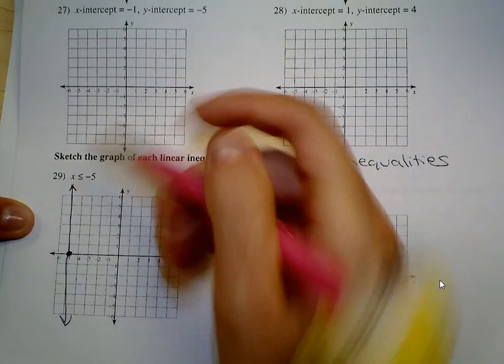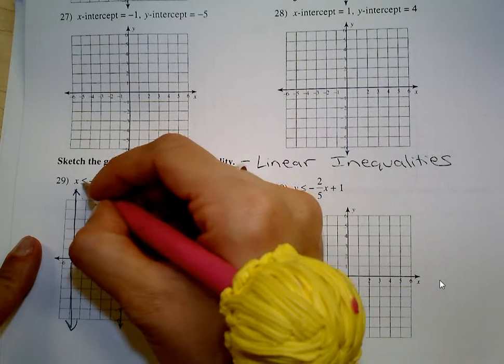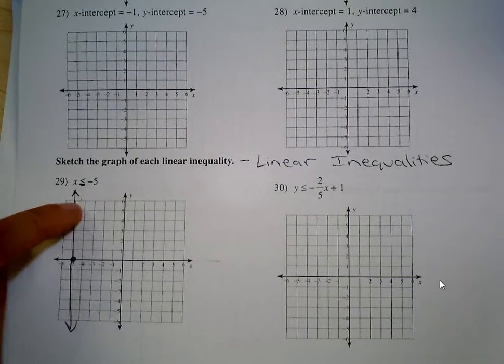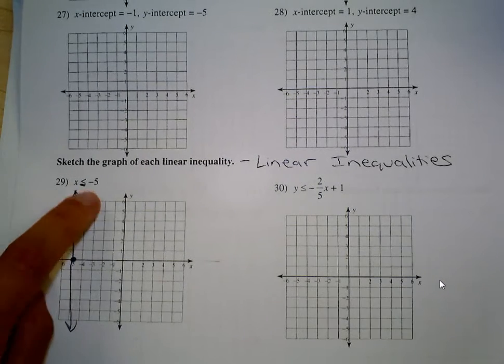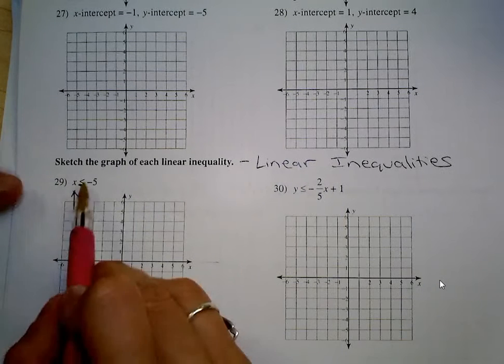This is going to be a solid line, if you guys remember this, because there's a line underneath my inequality. It's equal to -5, so I have a solid line. If I didn't have that line underneath, it would be dotted. So, less than or equal to -5.